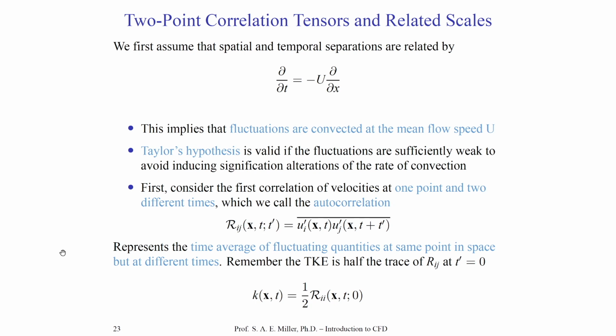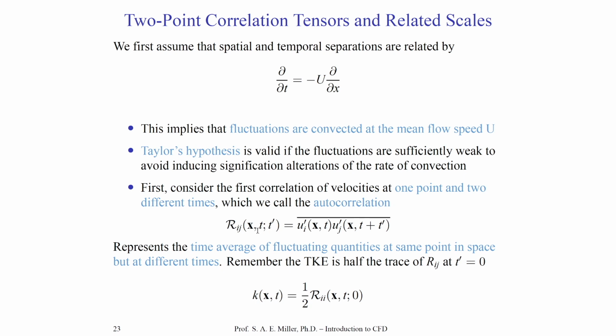It represents the time average of the fluctuating quantities at some point in space, but at two different times. Now recall our definition of turbulent kinetic energy is half the trace of Rij at t prime equals 0. For example, if we take t prime equals 0 and put it in this equation and set i equal to j, then by definition, the left-hand side will be Rii or Rjj, it's your choice because we're summing from 1 to 3, at one particular position from time t to t prime.